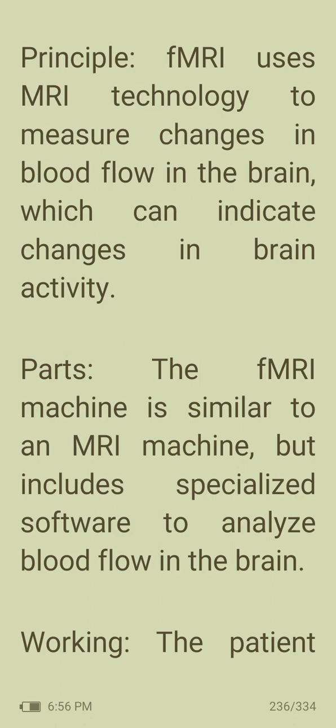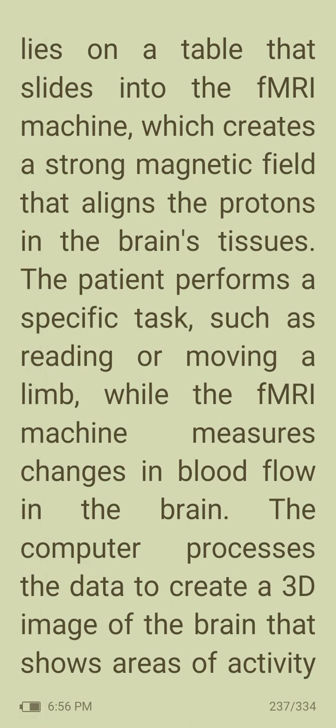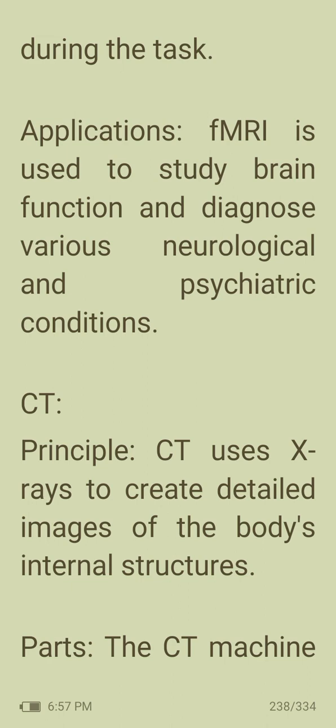The patient lies on a table that slides into the fMRI machine, which creates a strong magnetic field that aligns the protons in the brain's tissue. The patient performs a specific task such as reading or moving a limb, while the fMRI machine measures changes in blood flow in the brain. The computer processes the data to create a 3D image of the brain that shows areas of activity during the task. fMRI is used to study brain functions and diagnose various neurological and psychiatric conditions.